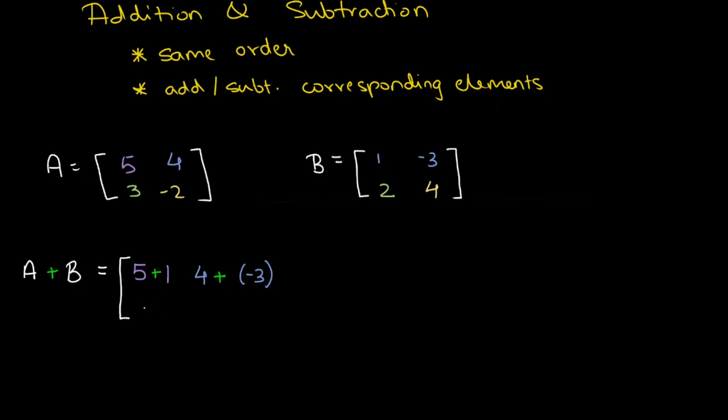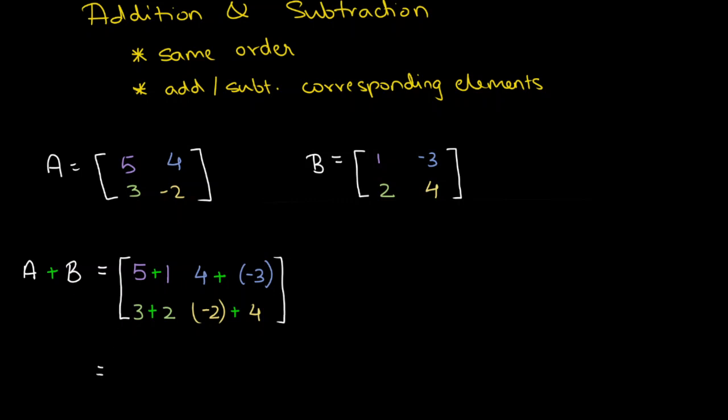Next, the second row first column element for A is 3, plus the second row first column element for B is 2. Finally, the second row second column, -2 for A and plus 4 for B. Right, so that's what this is. So matrix A plus matrix B is just the addition of their corresponding elements.